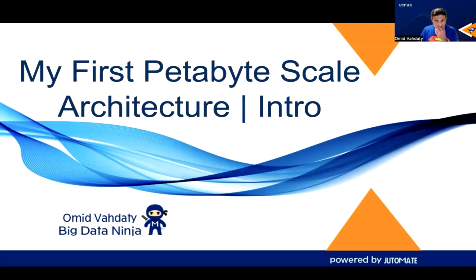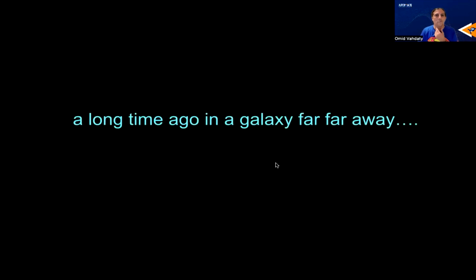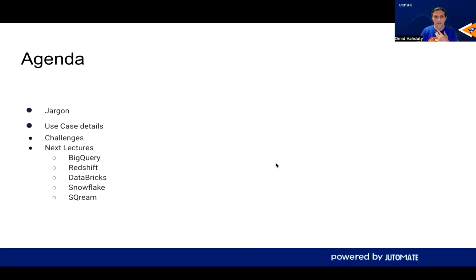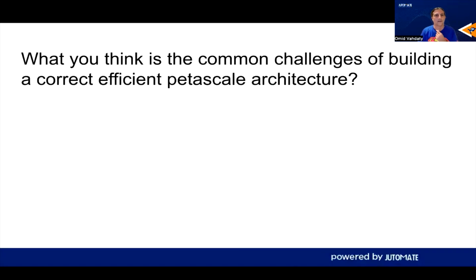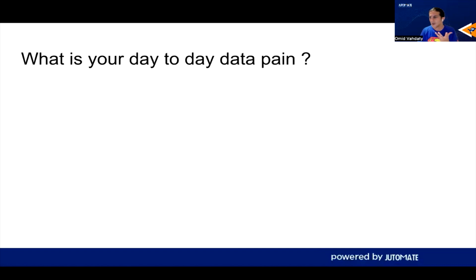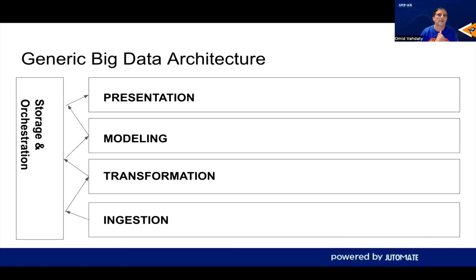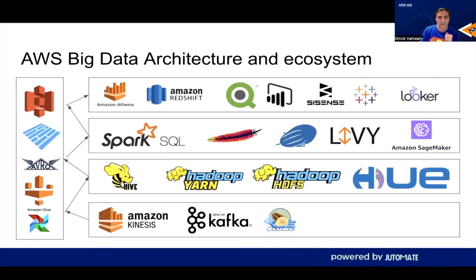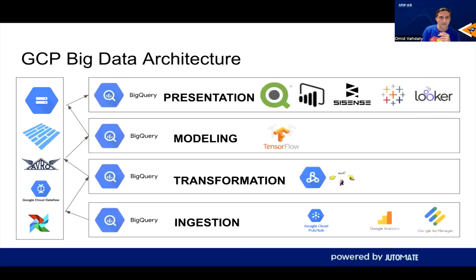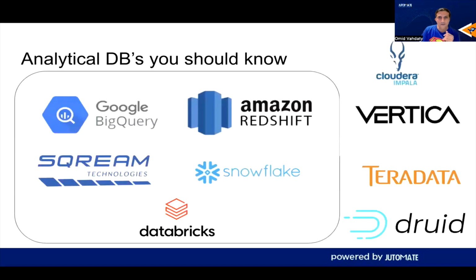In the last session, we covered the introduction and we introduced many jargon that is relevant to build your petascale architecture. We discussed common issues and we discussed our 4 V's and generic big data architecture, and some implementation examples using AWS and GCP, and the differentiation of the databases which are relevant for our use case.